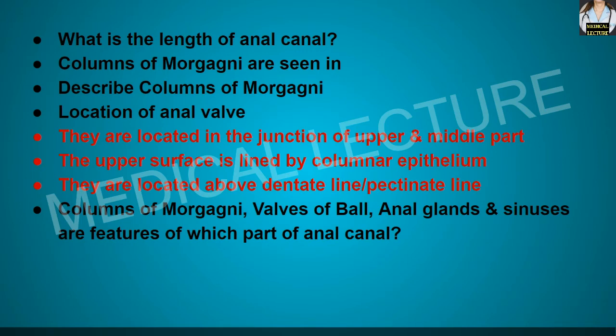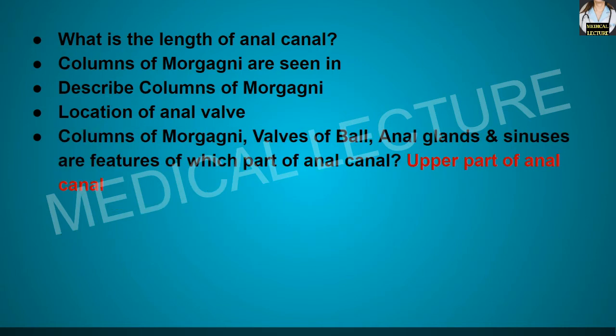What is the location of the anal valve? They are located at the junction of the upper and the middle part. The upper part is lined by columnar epithelium, and the anal valves are located above the dentate line or the pectinate line. The columns of Morgagni, valves of Ball, anal glands and the sinuses are the features of which part of the anal canal? So, upper part of the anal canal.